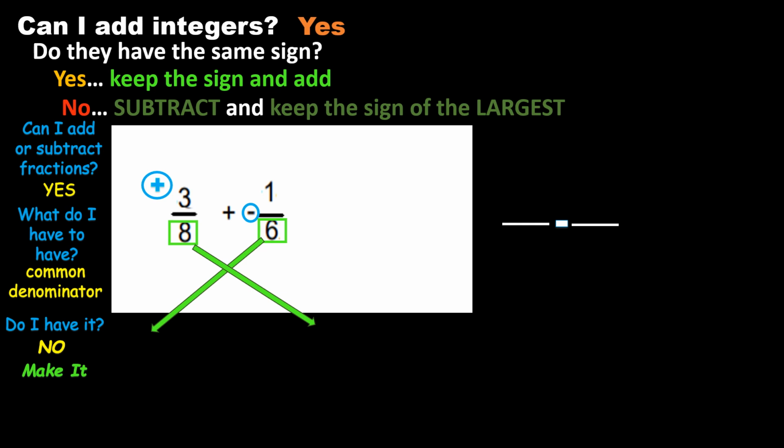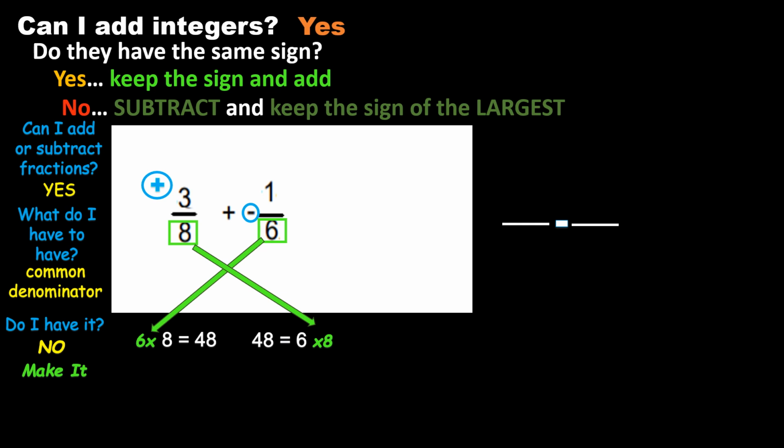And what that means is on the 8, I would multiply it by the opposite denominator, which is 6. And on the 6, I would multiply it by the opposite denominator of the 8. And that would give me a common denominator of 48. Then I would come up with my numerators, I'd get my answer, but then I'm going to have to reduce my answer.